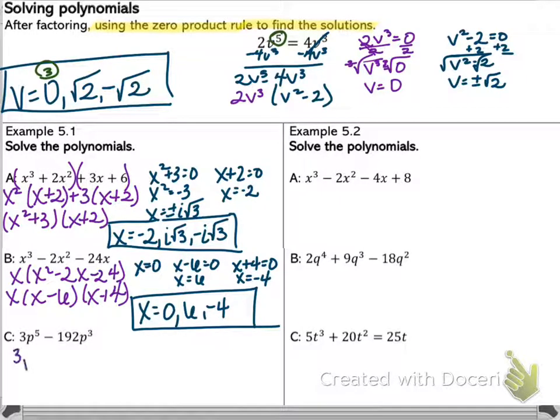Last one, my GCF of this is 3p cubed. That'll give me p squared minus 64.